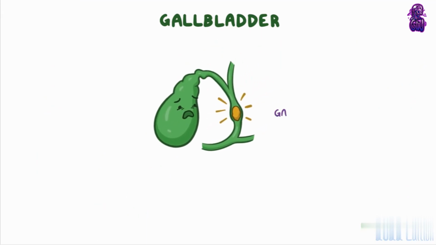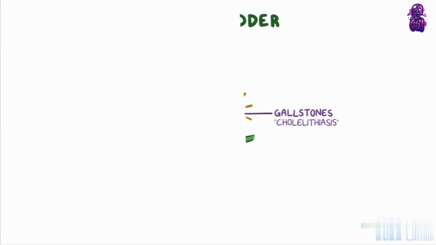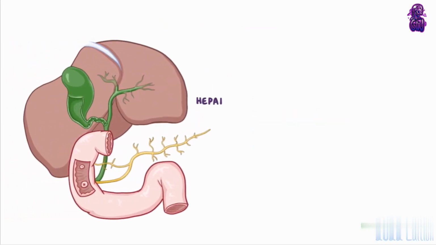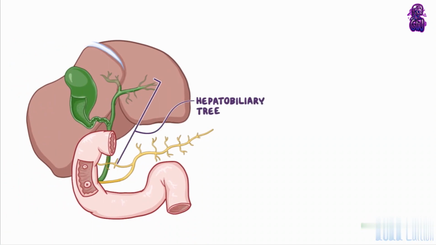Now let's talk about the gallbladder, which is often affected by gallstones. Gallstones are tiny stones that form in the gallbladder, and the technical term for these gallstones in the gallbladder is cholelithiasis. To understand the clinical repercussions of gallstones, let's review the anatomy of the hepatobiliary tree and the pancreatic ducts.